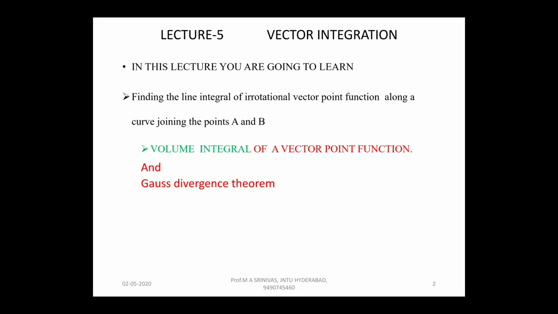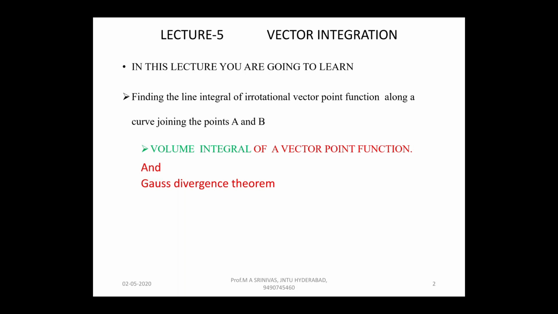This is the fifth lecture on the topic of vector integration. In the previous lecture, the fourth lecture, we learned about Stokes theorem, and at the end of my lecture, I gave you an important result. That is, if F bar is an irrotational field, then we can identify it.